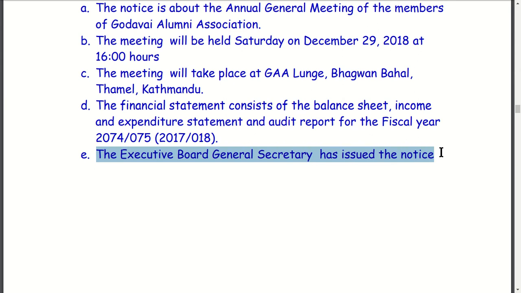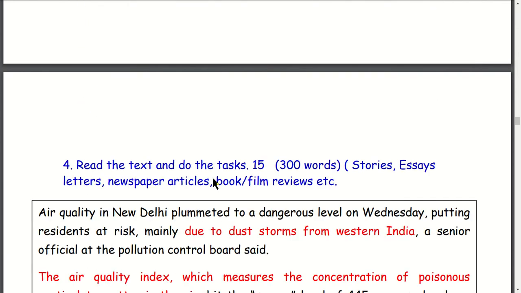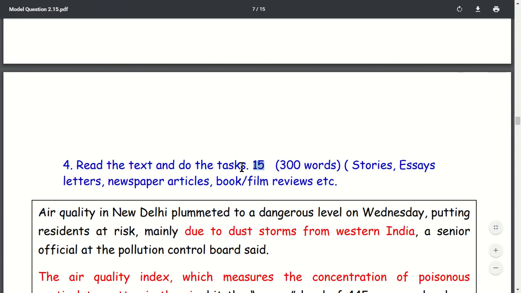Another exercise too. This is the reading text, an unseen text first, which carries 10 marks. Okay, then let's see another one. Another exercise. Let's move on. This is also another passage. The passage is a little long, which carries 10-15 marks. The word limit is about 300 words. Generally, read the text and do the task.